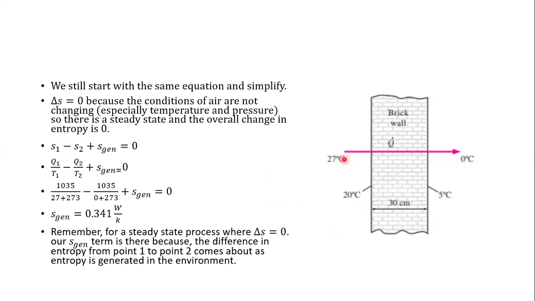We'll simplify it to the same expression. But now this time, instead of using 20 and 5 degrees Celsius, because we're doing it for the whole system, we'll use the most extreme values we have. So we'll work with the 27 and then the 0. Is that okay? So we can see over here, we are using the 27 and then the 0. And I can make my SGen the subject, and then I'll get it to be 0.341 watts per Kelvin.